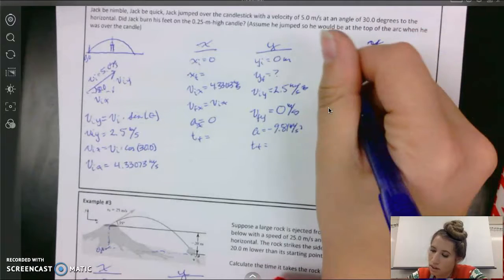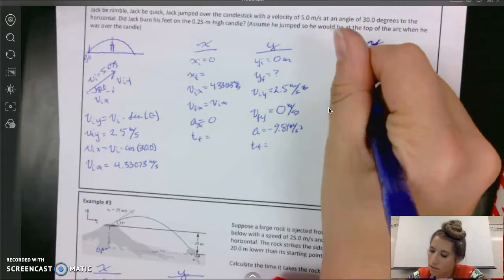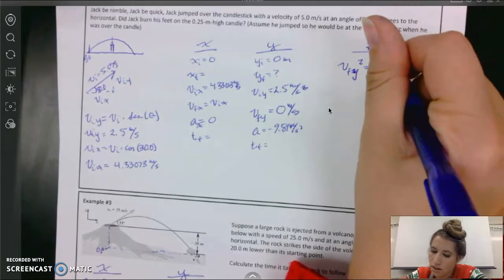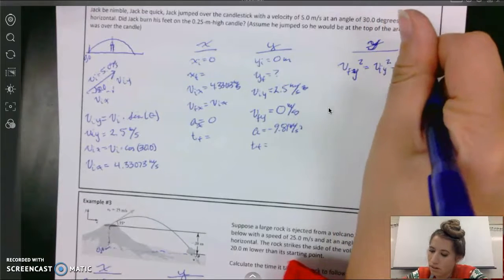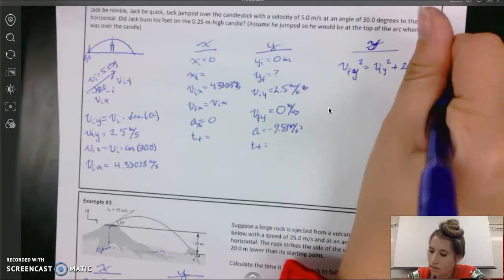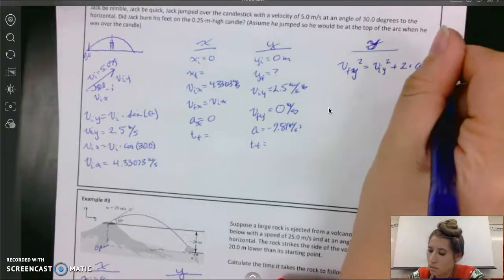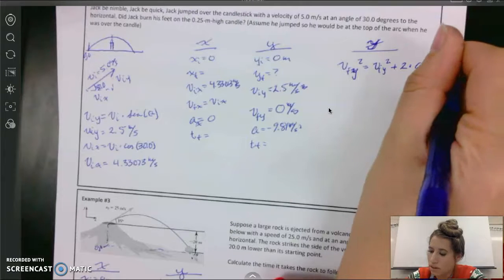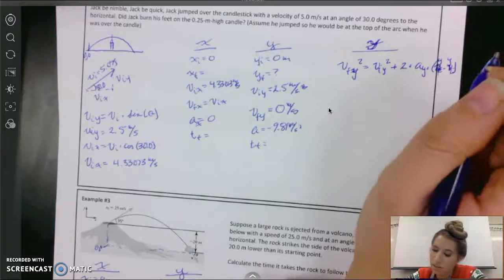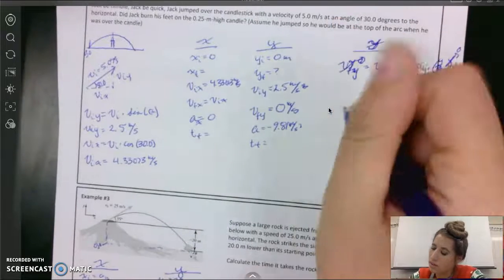So I could use the second equation where velocity final in the y is going to equal velocity initial in the y plus 2 times acceleration and then that delta. So velocity final minus velocity initial. The delta should be y final minus y initial. Okay, and so now let's see, we have y initial is 0, velocity final is 0.